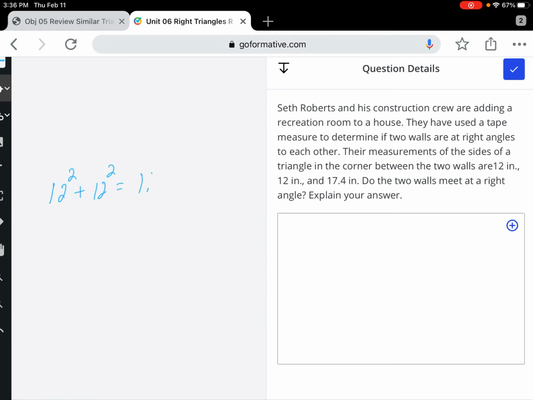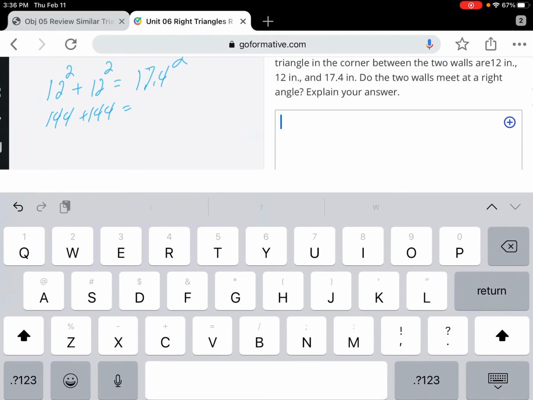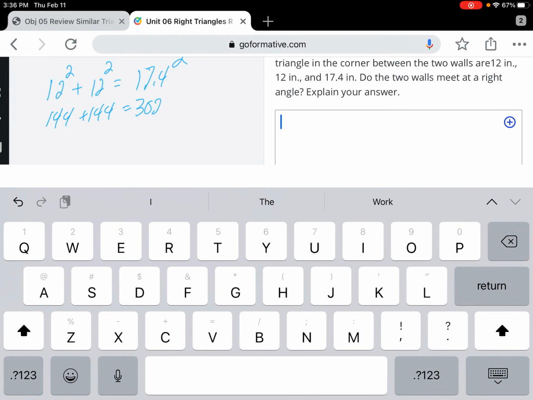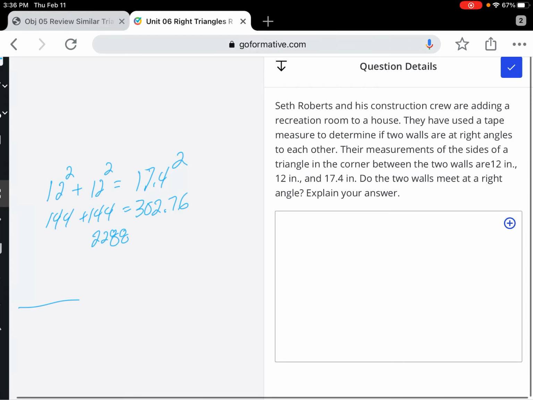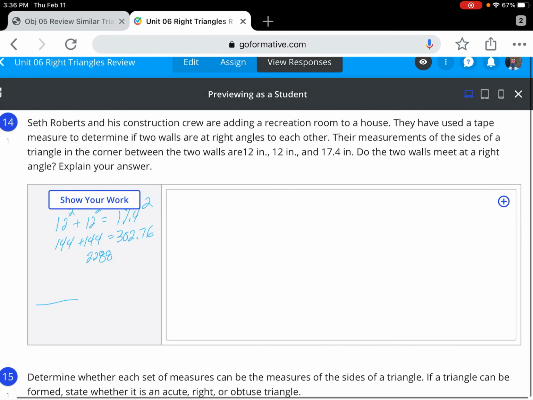So if they met at a right angle, then 12 squared plus 12 squared would be equal to 17.4 squared. Okay, and so that's going to be 144 plus 144. And then this is going to be 302.76. Is 288. Ooh, that's too many eights, sorry. Is 288.